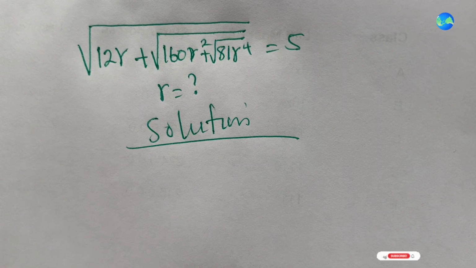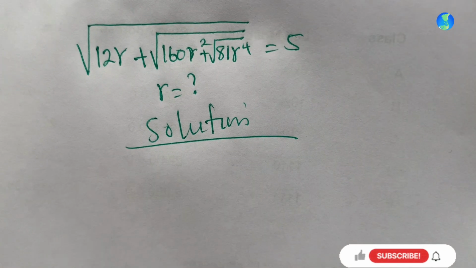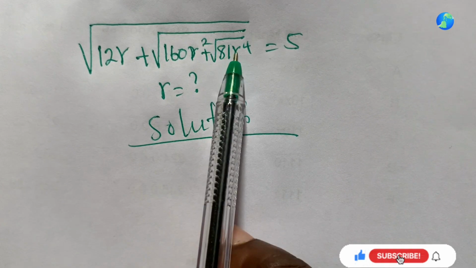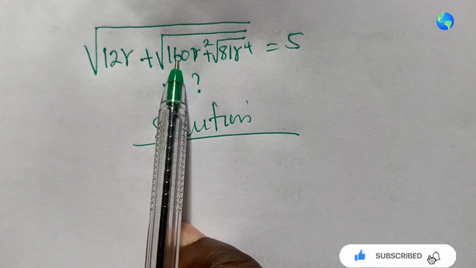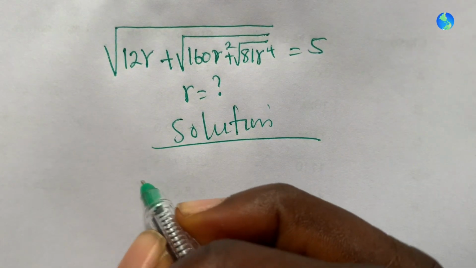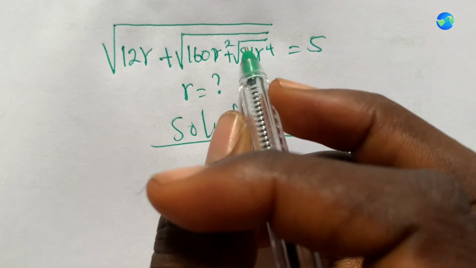Hello guys, we have a very interesting question today that has to do with square roots. You can see we have the square root of 81 as the inner square root. We still have 160r squared and we have 12r. So let me go straight to the point. Let's first split and solve for this part.